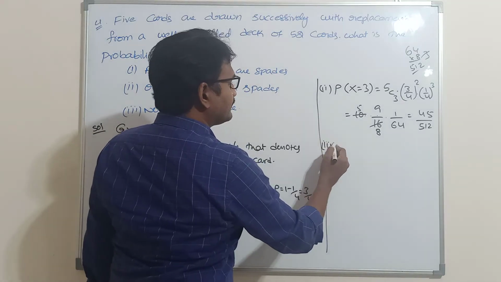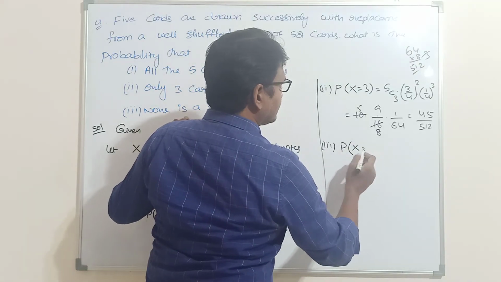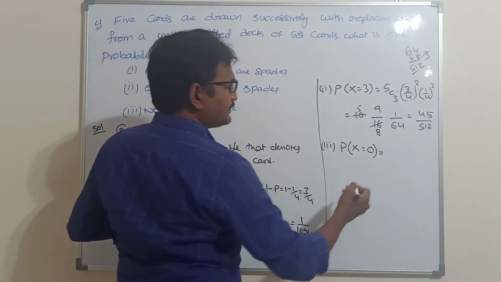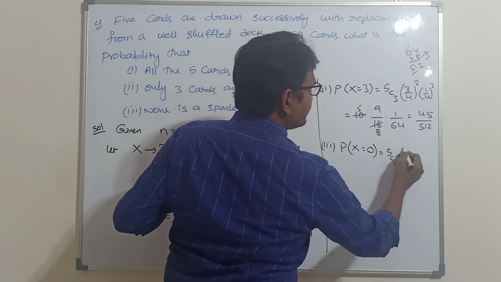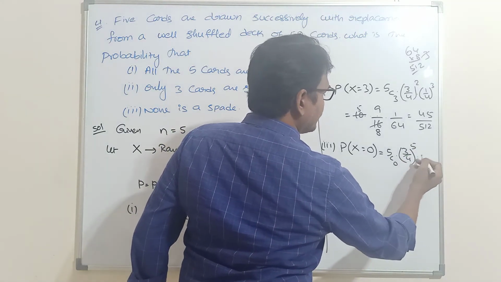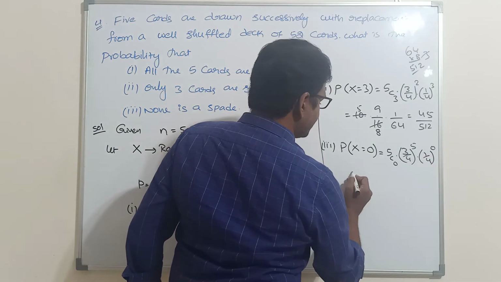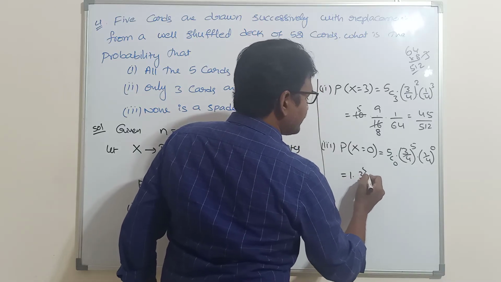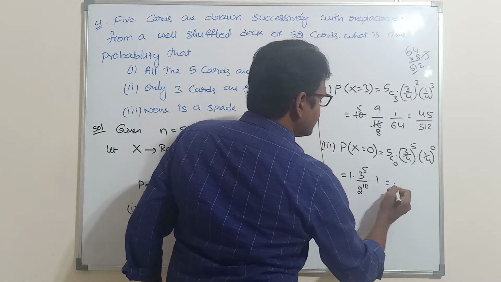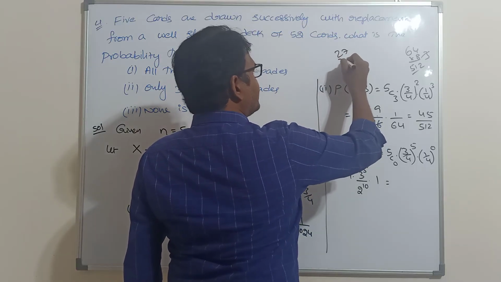Third problem is probability of none is spade. Probability of getting a spade card is none means P of X equal to 0. X equal to 0 means 5C0 into (3/4) whole power 5 minus 0, into (1/4) whole power X. X means 0. So 5C0 value is 1. 1 into 3 power 5 by 4 power 5. So 3 power 5 means 3 3s are 9. 9 3s are 27. 27 into 9.